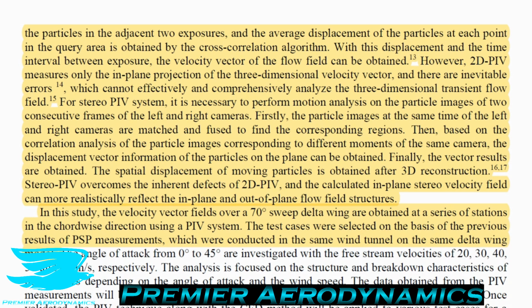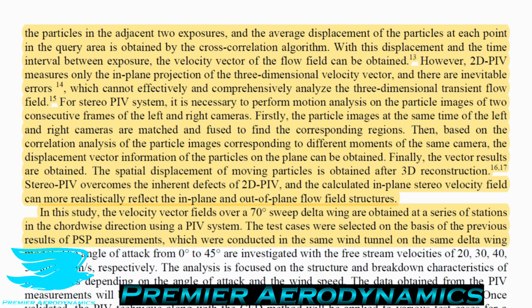They go on and say the average displacement of the particles at each point in the query area is obtained by the cross-correlation algorithm. So that's what we were mentioning before, where you have two pictures and you look at where these particles have gone, and then you determine, okay, well, this is what the velocity flow field is. If these particles have moved this distance in this amount of time, then we know what the velocity is.